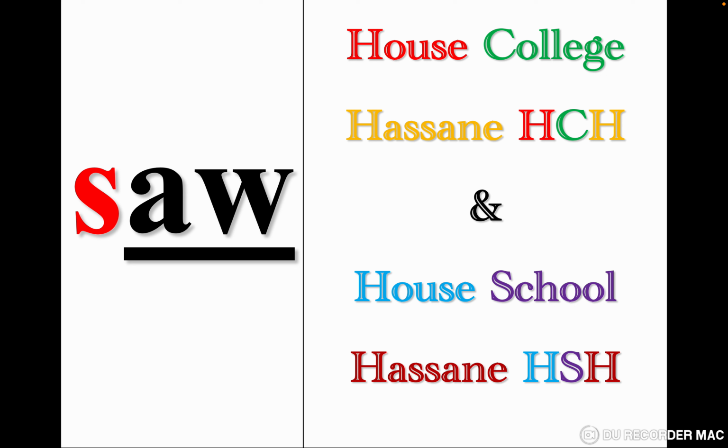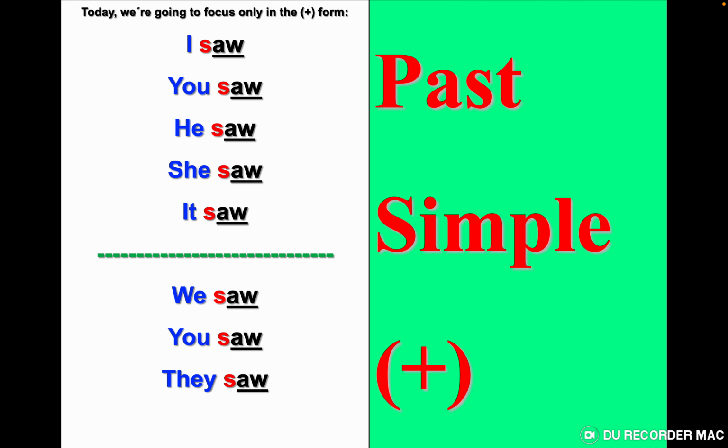But the problem for the students is the pronunciation. They pronounce it sow. It's not sow. It's pronounced saw, with an O sound. We don't pronounce W, and A is pronounced O. So I saw you yesterday. Let's practice this verb with me.